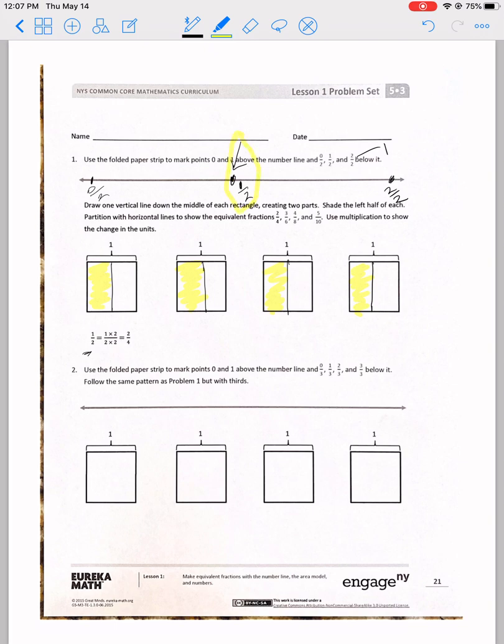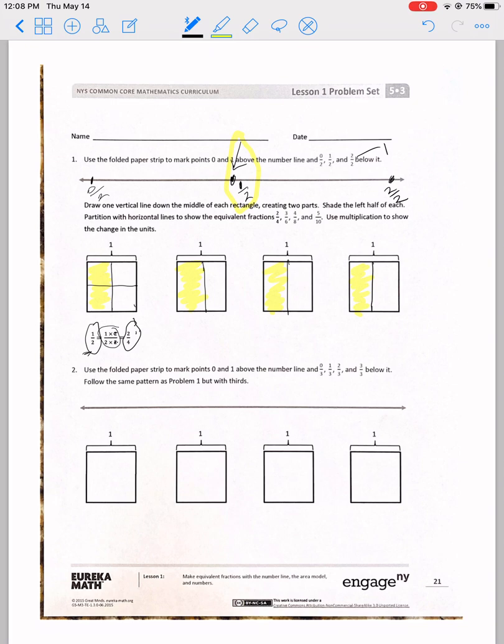Okay, now we're going to use multiplication to show the change in the units. So how are we going to do that? They gave us an example on this first one. And this is our formula. Don't forget, it's very important. Whatever you do right here, the 2, you do to the bottom. So they did 1 times 2, so they're saying that 2/4 is equal to 1/2. But to make this true in the box, you have to cut it in half because the 2 is half. Cut it in half. So now we have 2 shaded for our numerator and 4 pieces.